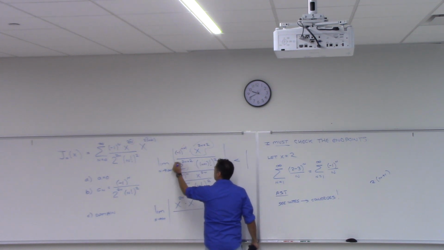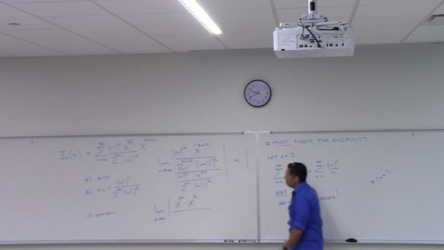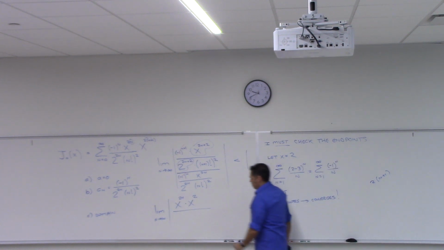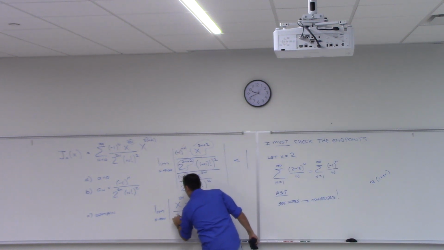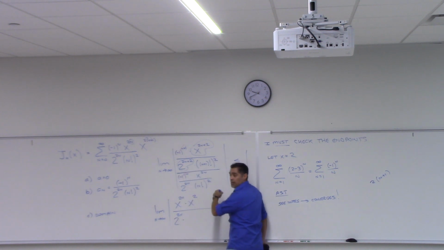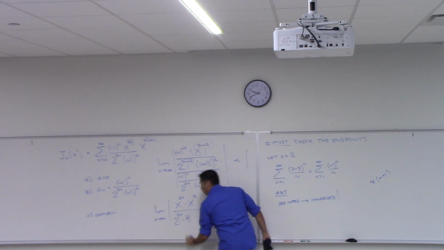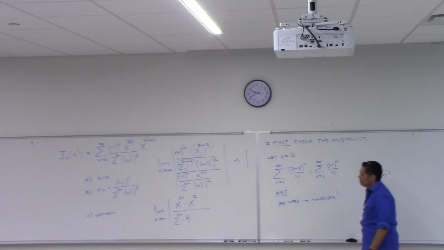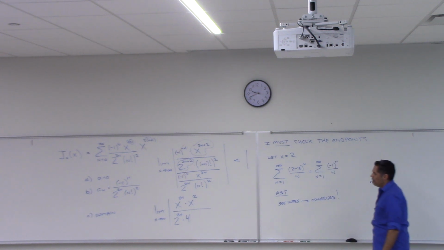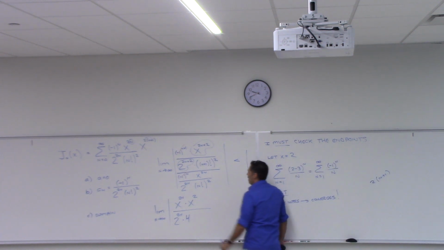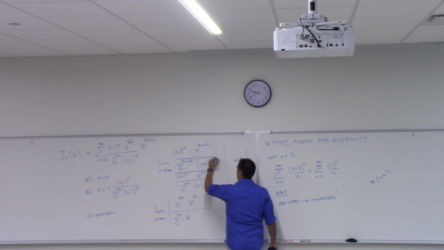Okay, what about this one? How do you think I'm going to write that? 2 to the 2n times 2 squared. 4. 2 squared is 4. Okay, what about this one? You got to be careful with this one.